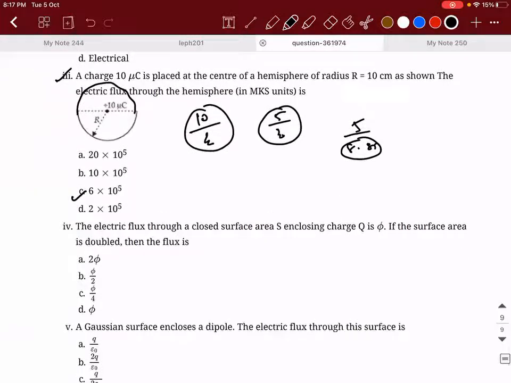Okay. The electric flux through a closed surface area S enclosing the charge Q is 5. If the surface area is doubled, then what will happen to the flux? Simplest question. Doubled? That is a mistake everybody makes. Sir, option D, nothing will happen. Okay, wow. Nothing will happen, because the flux coming from a surface depends only on the total charge inside. When you're not changing the value of total charge, whether you double it, triple it, or make it infinite times, the flux will be the same.